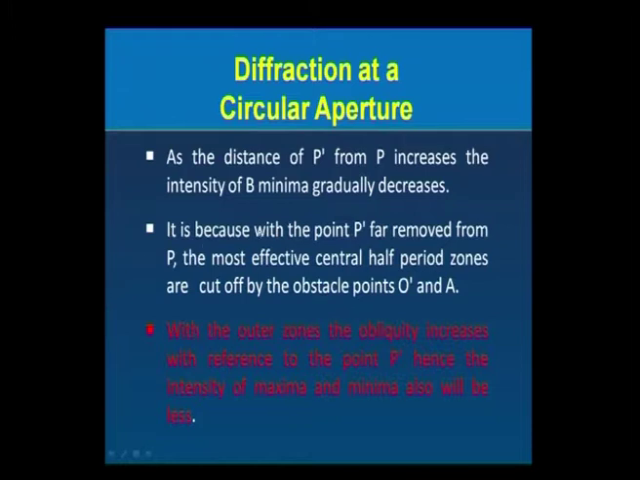As the distance of P prime from P increases, I asked this question earlier also. When you have the first zone here, a plane wavefront, you divide it into the first half period zone, second and third. Will the displacement caused by the light coming from the first, second, third, all of them be equal? They will not be equal.